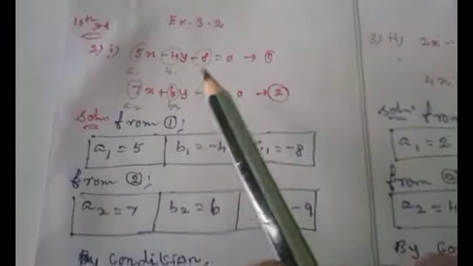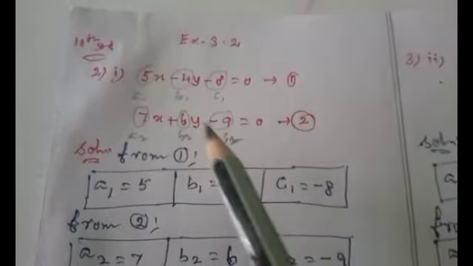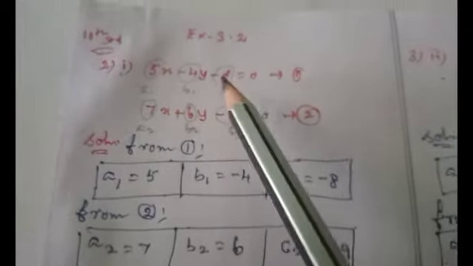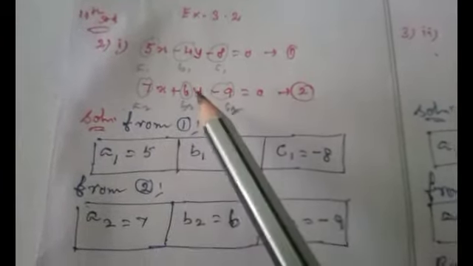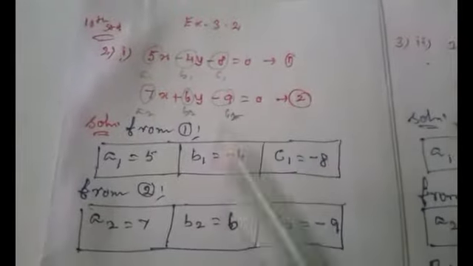There are two linear equations given. The first one is 5x minus 4y minus 8 is equal to 0. The second one is 7x plus 6y minus 9 is equal to 0. So in the first equation, the coefficient of x is a1, coefficient of y is b1 and the constant term is c1. Similarly for the second equation, the coefficient of x is a2, the coefficient of y is b2 and the constant term is c2.